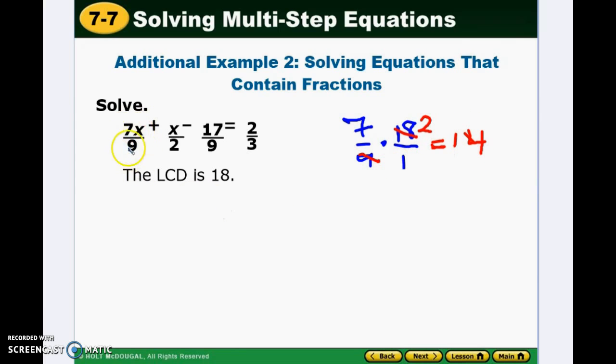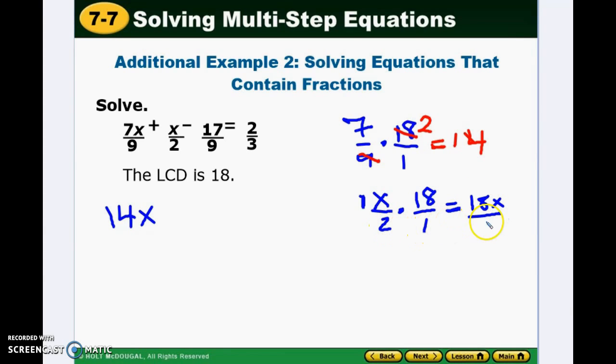Okay, so this whole thing now becomes 14x. Do not forget your variable. And then here we have x over 2 times, again, 18 over 1. Again, remember there's a 1 in front of that x, so 1 times 18, or x times 18, is 18x. Divide by 2 times 1 is 2. And here we get 9x. So this term, the second term here, becomes positive 9x.